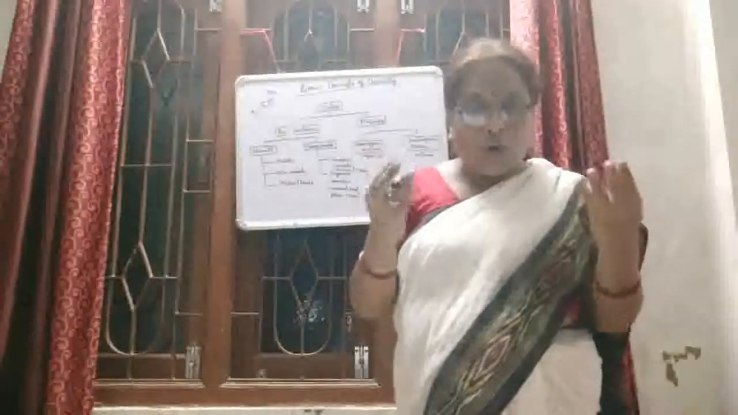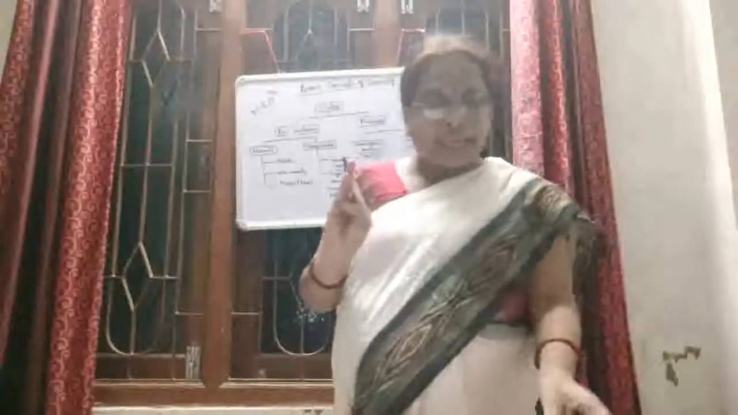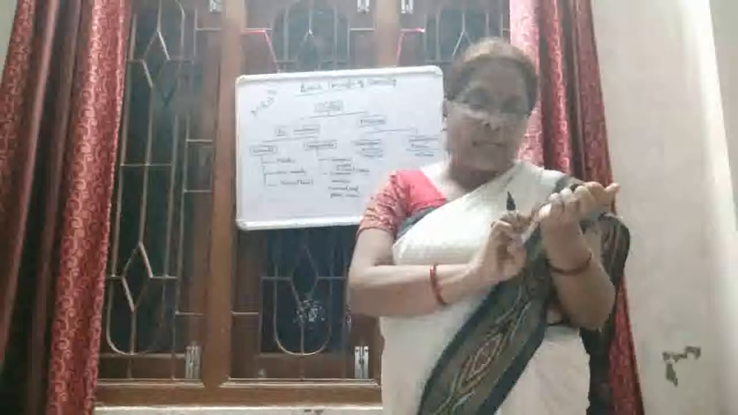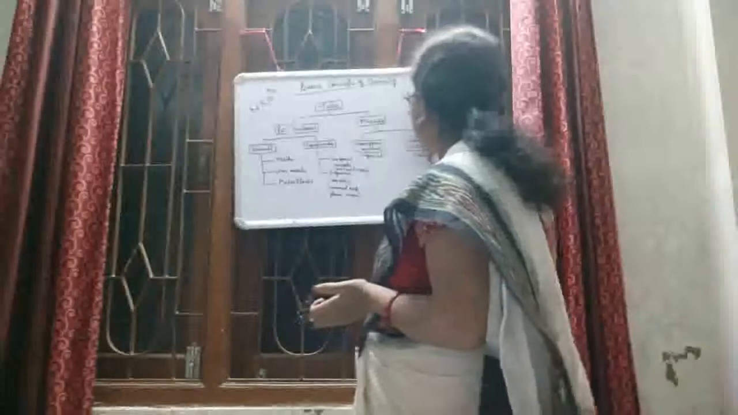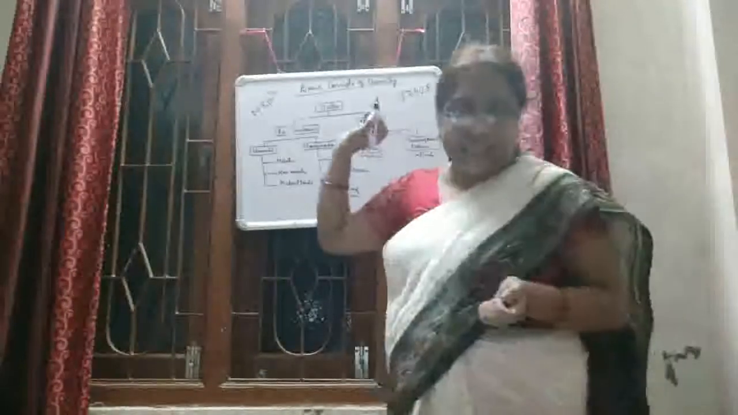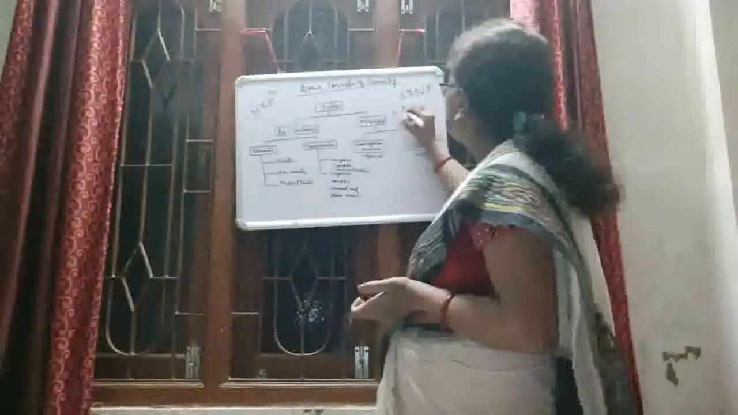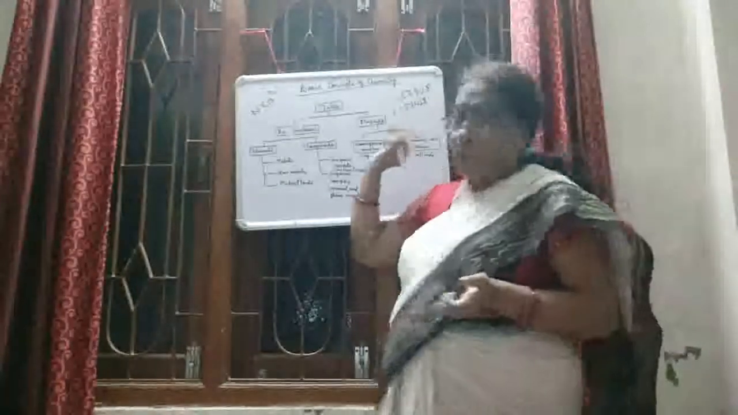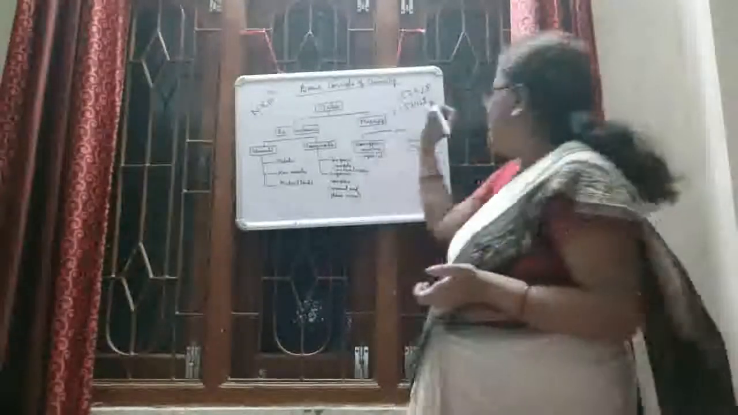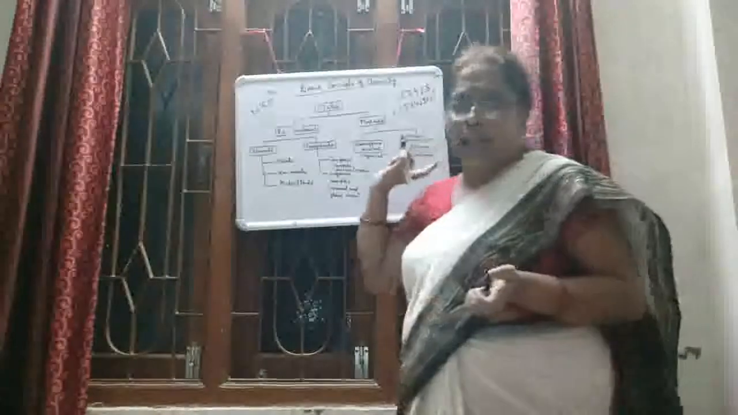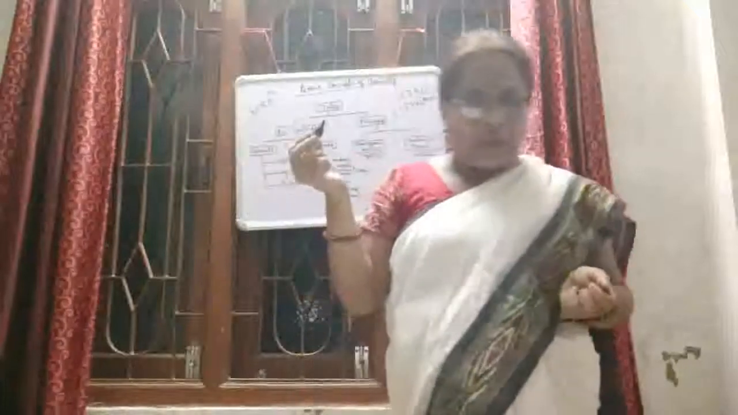Similarly, if the number is 1574228, that is 1, 2, 3, 4, 5, 6, 6 digits, we can write it as 1.574228, moving the decimal five places, so 1.574228 into 10 to the power 5. Is it clear?